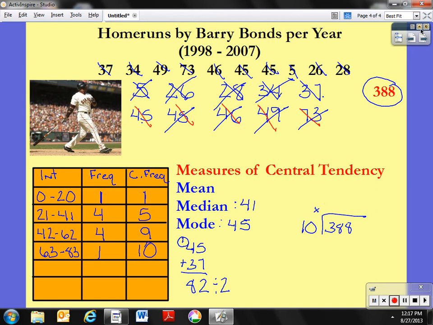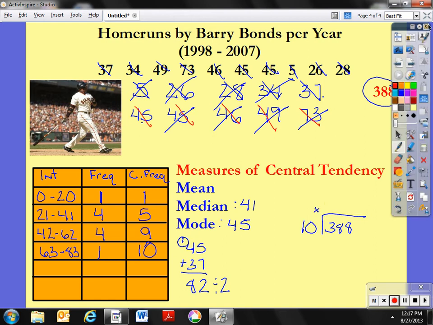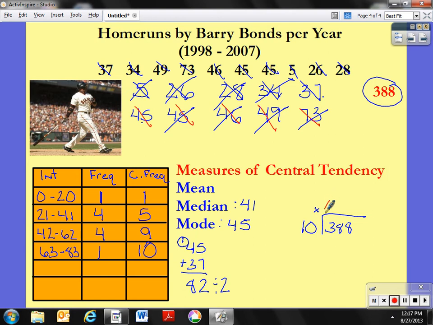10 times what will give me 3? Nothing. 10 times what will give me close to 38? 3. 10 times 3 is 30. I'm going to subtract. That is 8. Bring down an 8. 10 times what gives me close to 88? I believe it's 8, because 10 times 8 is 80, so I'll put 80 here. Subtract. That's 8. There's nothing else to bring down.